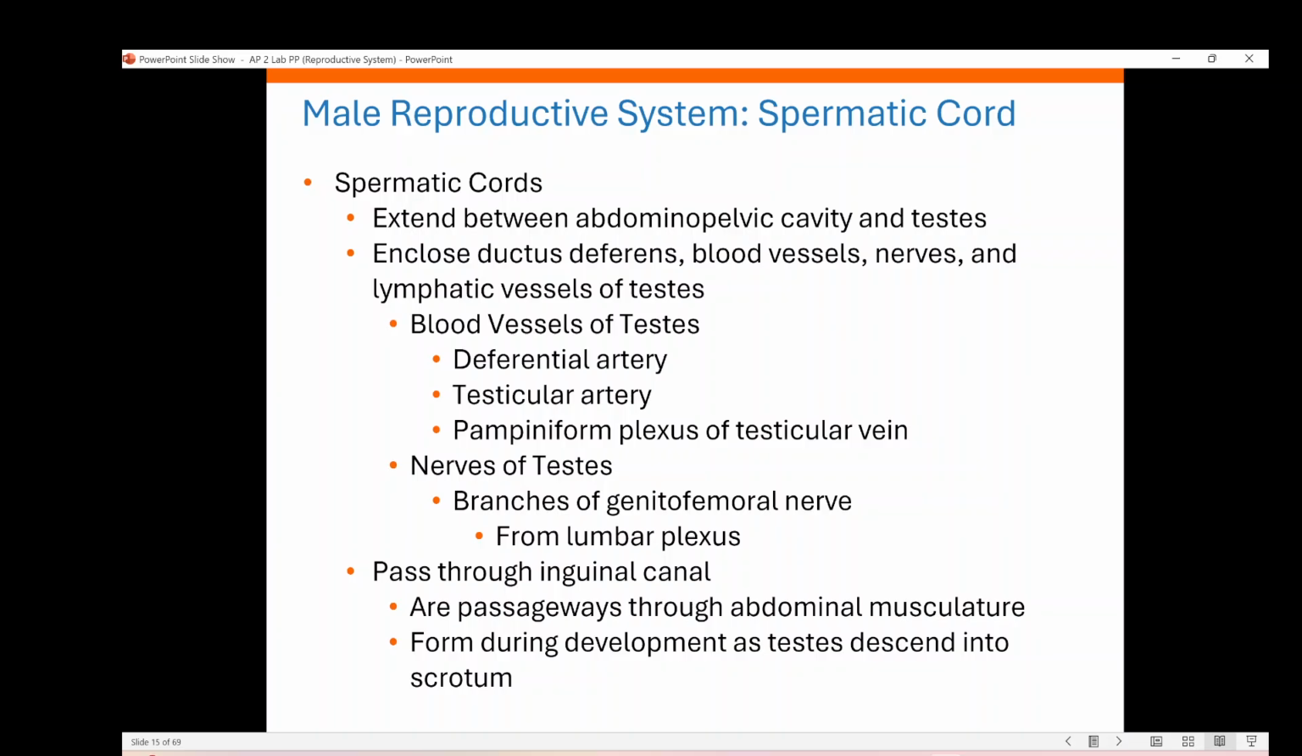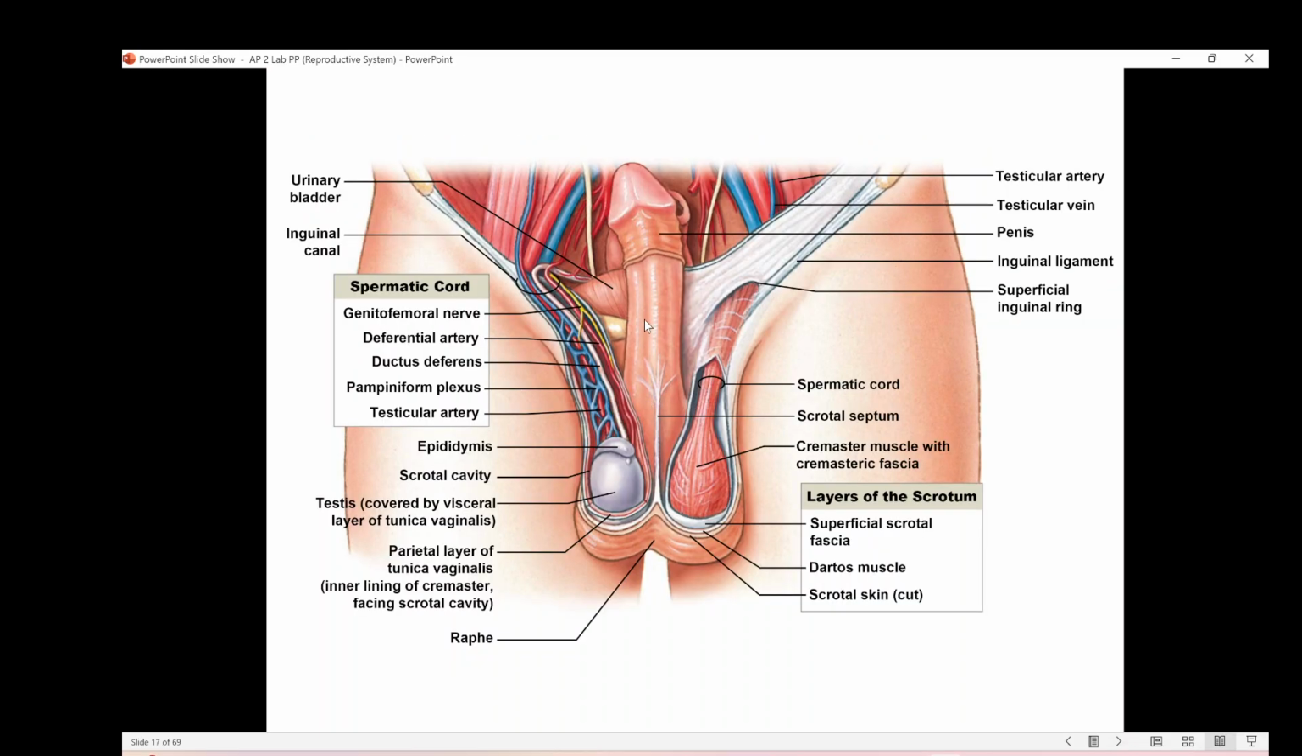Okay, so let's take a look at the region where the vas deferens is going to leave the scrotal area and go into the male pelvis. And there's some structures going down into this area, like arteries and veins and nerves. So this is going to be called the spermatic cord, right? This extends between the abdominal pelvic cavity and the testes. So before I even tell you what's in there, let's take a look.